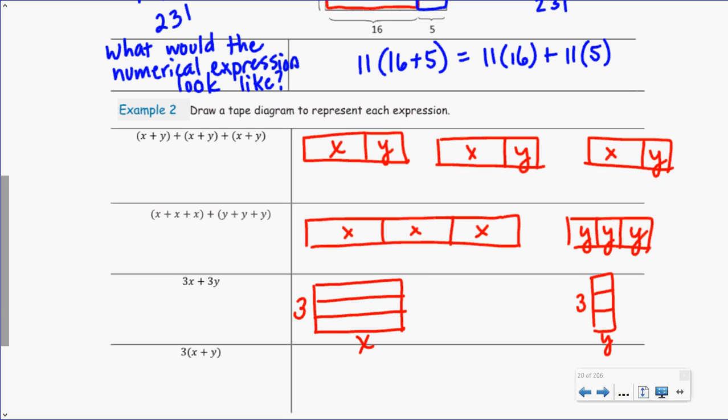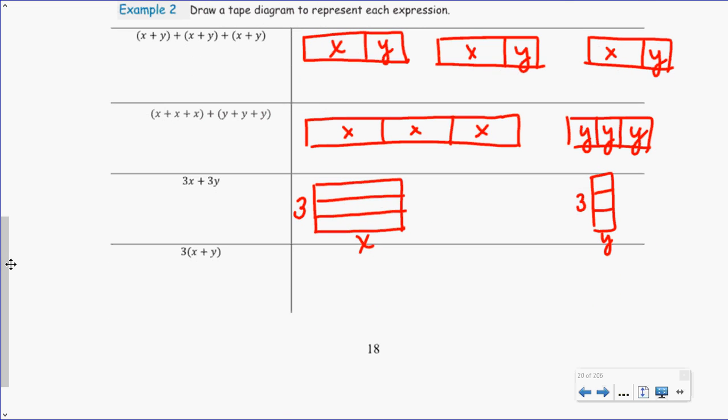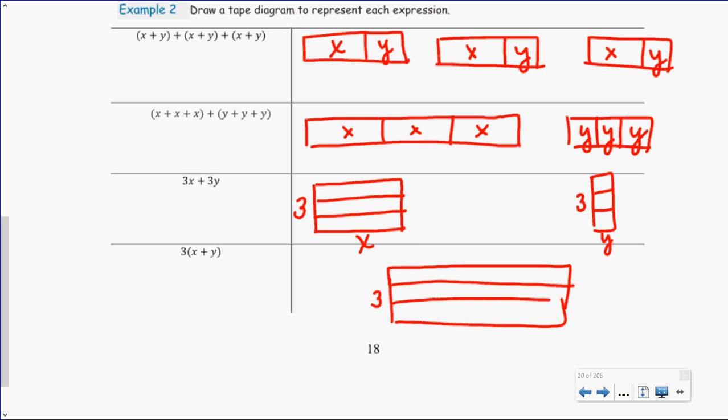Okay, the last one is if we put this together and make one rectangular array, because the way that they are now all chopped up is a little harder to see, but if we totally simplify it, we can see that there's going to be 3 rows. One, two, three. And then we know that the x was a little bigger, so we're going to put the x here, and we're going to put the y there. Okay, so that would be 3 parentheses x plus y.